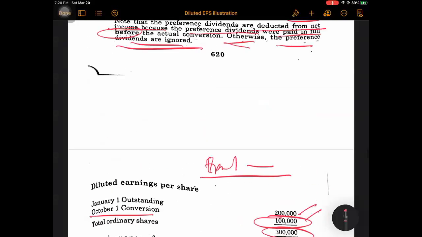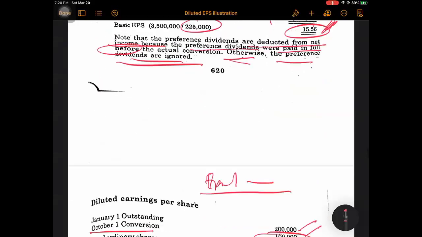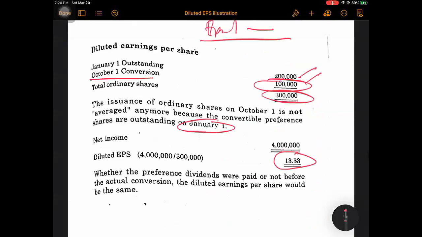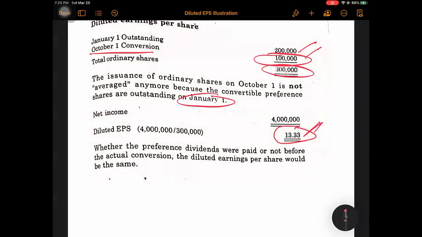Let's compare. We have 15.56 and 13.33. Therefore, the convertible preference share in this case is also considered as a dilutive security because the computed amount is lower. Okay, so that's the three scenarios or cases for convertible preference share. Again, watch whether it was issued during the year, or if it is not mentioned in the problem, that's considered as outstanding at the beginning of the year. Then check if there was an actual conversion because it would affect your basic earnings per share computation.